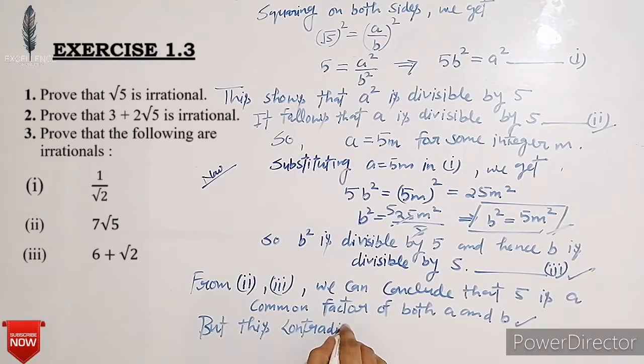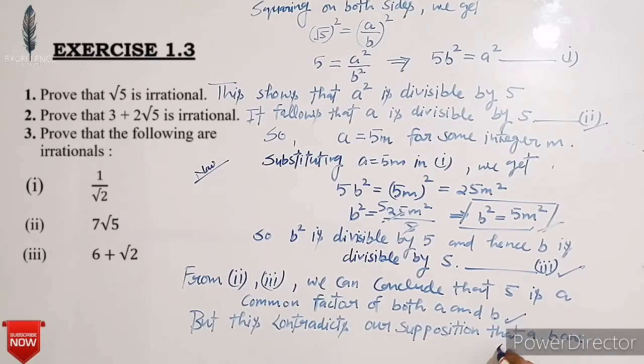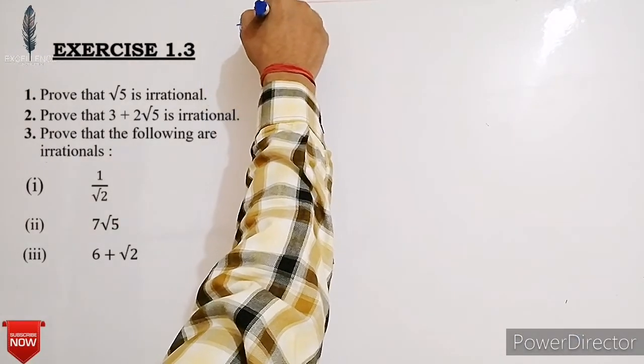Okay. But this contradicts our supposition that A and B are co-primes. Listen carefully, students. We can conclude that 5 is a common factor of both A and B, but this contradicts our supposition that A and B are co-prime. So our assumption was wrong. Hence, under root 5 is irrational. Okay, students? Now, next question.